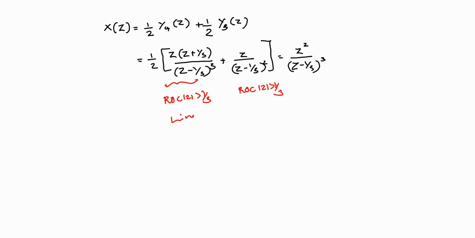Linearity property, and the final ROC you can plot. This is the real axis, this is imaginary, and this is the z plane, and this is the point 1 by 3. I can draw a circle at 1 by 3, and the region is greater than 1 by 3. So both signals converge in this ROC. So this is the ROC.